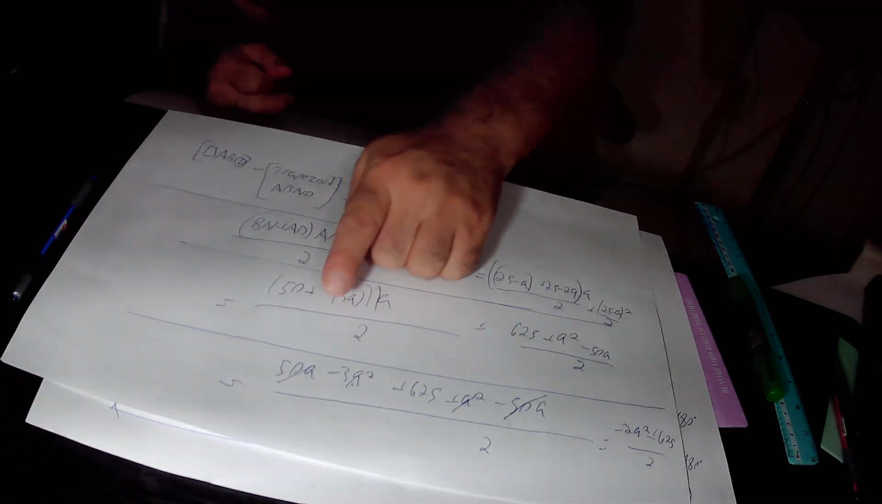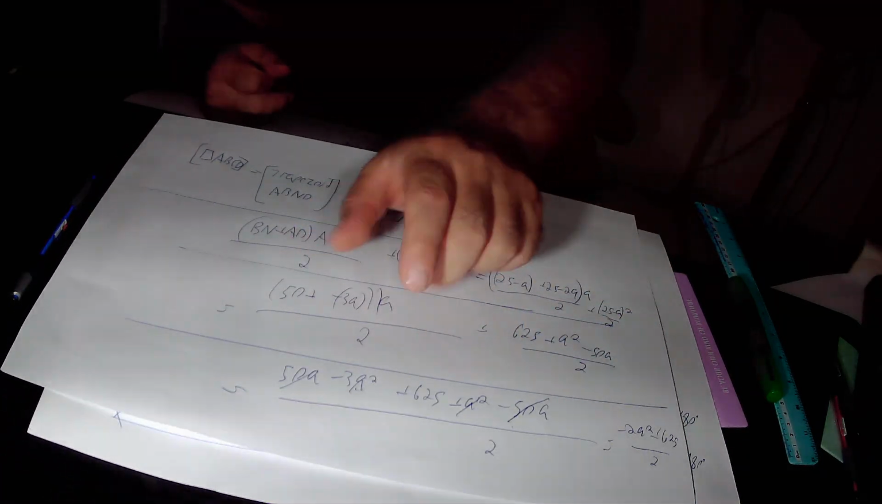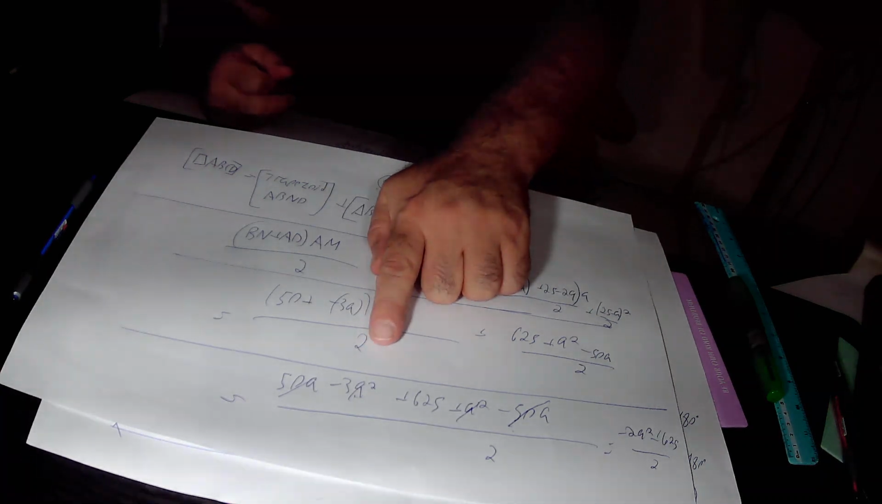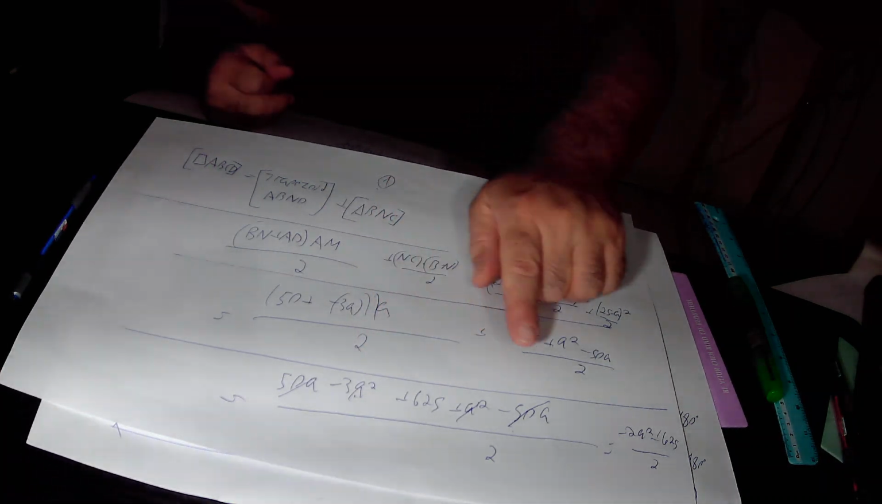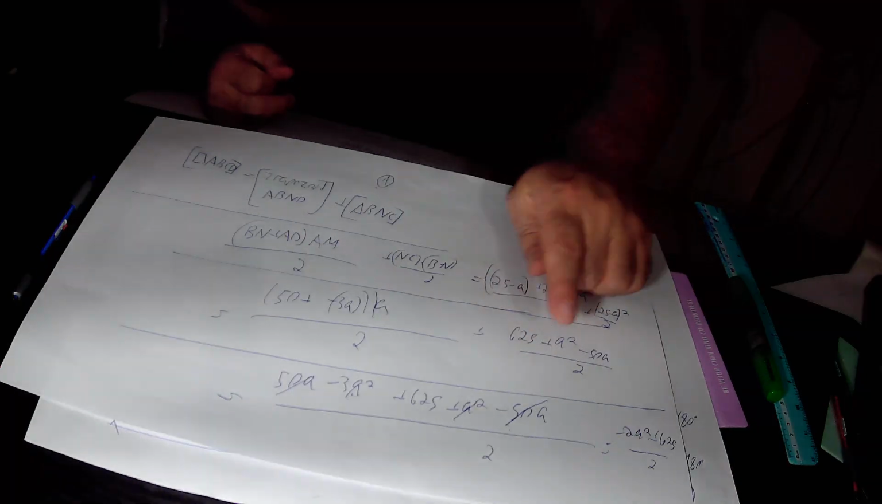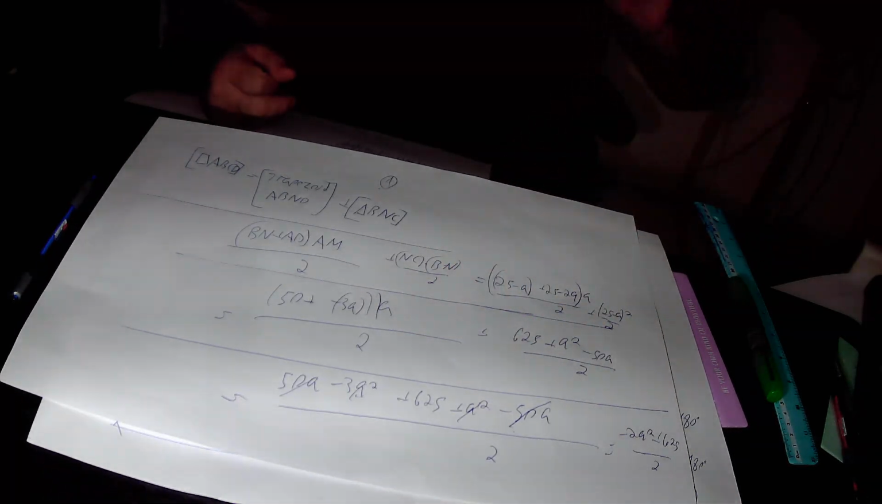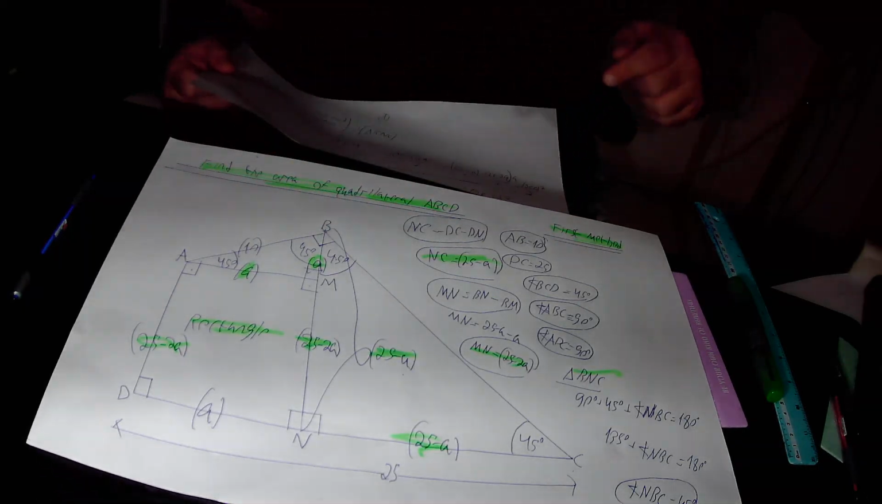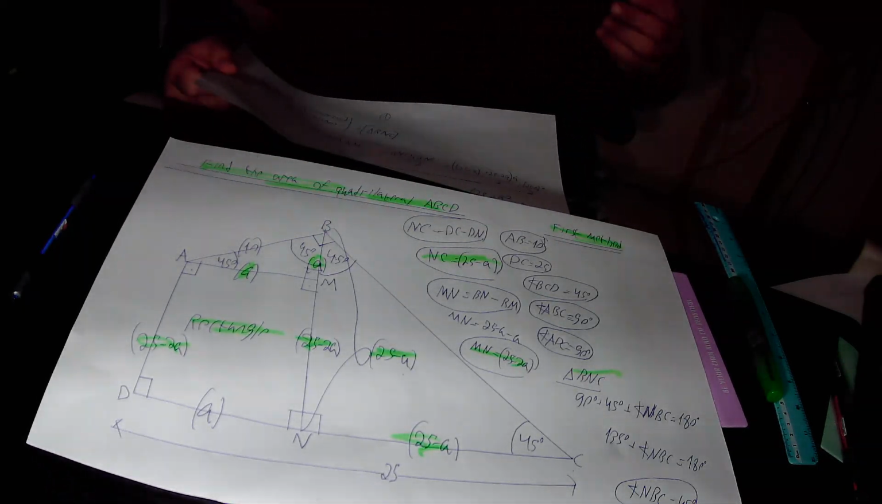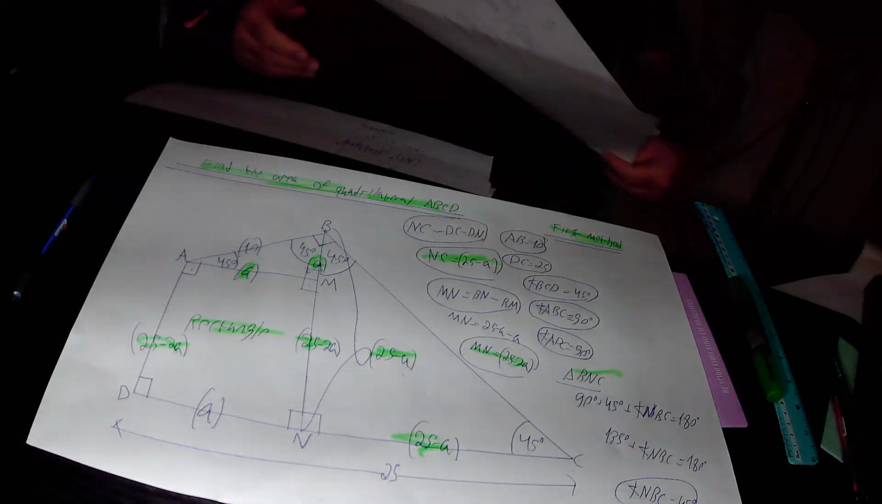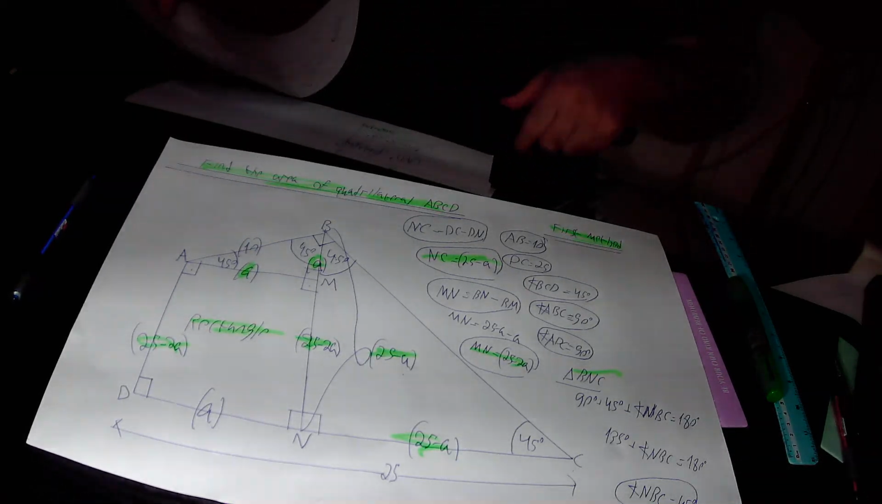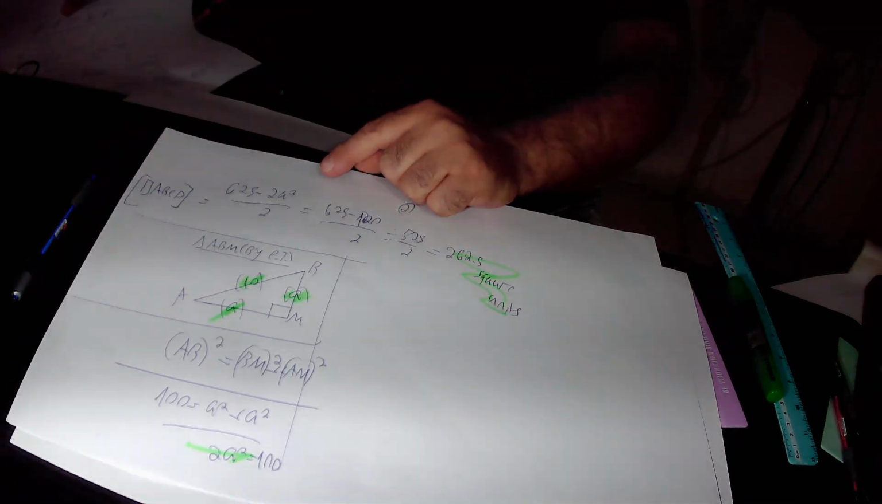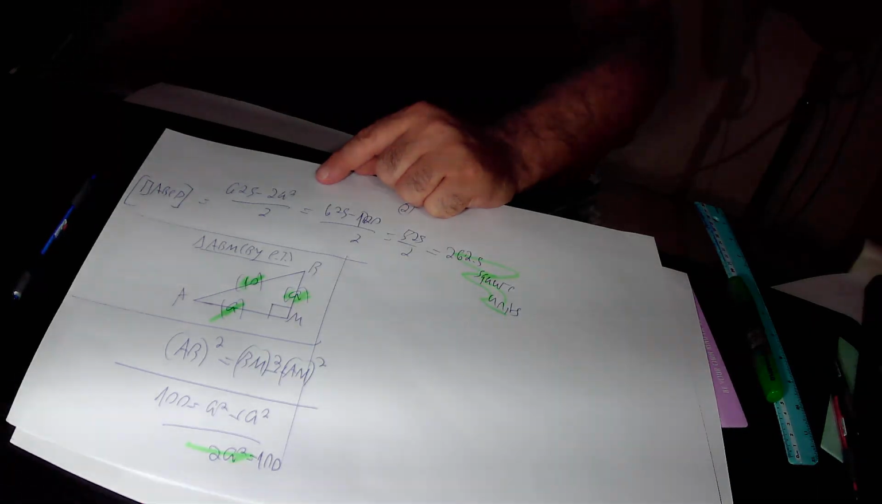We have 50A minus 50A is 0, so those two expressions cancel. We have minus 3A squared plus A squared is minus 2A squared, plus 625, over 2. So in total, we found that the area of this quadrilateral ABCD equals 625 minus 2A squared, divided by 2. And again, the area of this quadrilateral ABCD equals 625 minus 2A squared over 2.